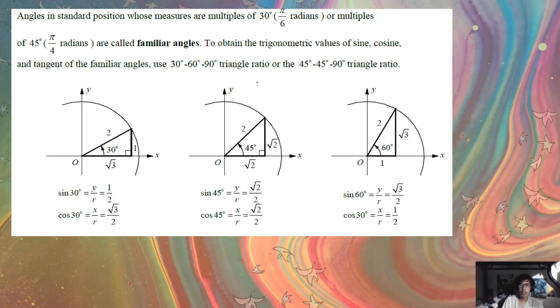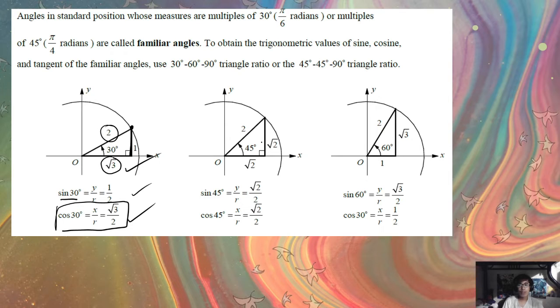As we can see here, for sine 30, we have an opposite value of 1 and an adjacent value of square root of 3. Therefore, we get that sine 30 is equal to 1/2 if the radius is equal to 2. It goes the same with cosine of 30. We have here our adjacent value, which is square root of 3, divided by the radius 2, so that's square root of 3 all over 2.